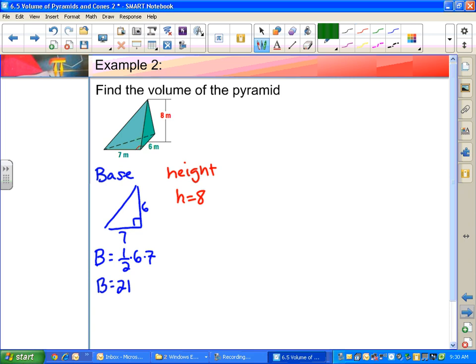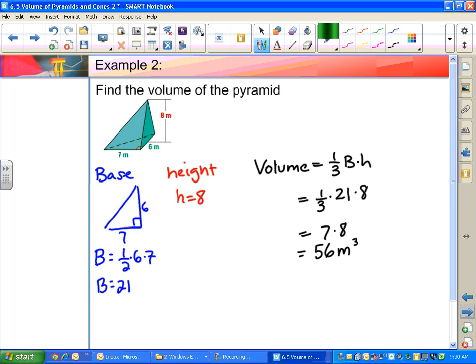So now let's calculate the volume. The volume is equal to 1/3 times the area of the base times the height. So that's going to be 1/3 times 21 times 8. 1/3 of 21 is 21 divided by 3, so that's 7. And 7 times 8 is 56. Now let's go back and make sure we include our units. So that would be cubic meters. 56 cubic meters is the volume of this pyramid.